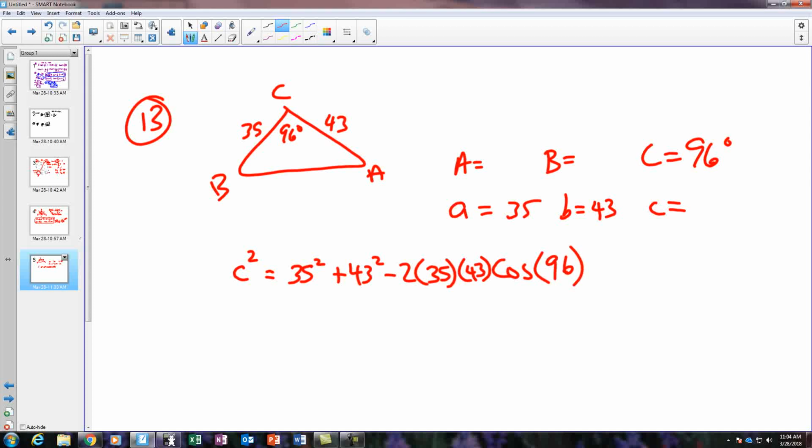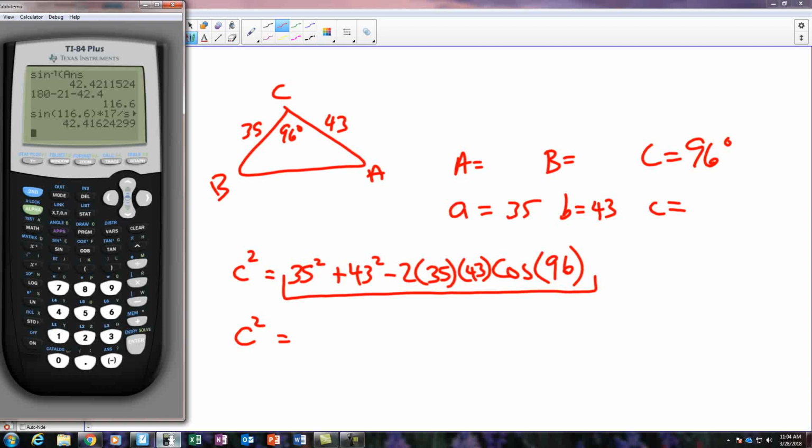Now there are no variables on the right-hand side, so all of that gets thrown in the calculator all at once. So here we go. We start with 35 squared plus 43 squared minus 2 times 35 times 43 cosine of 96. Notice I didn't stop until I was all the way down to the end of the problem. I get 3388.